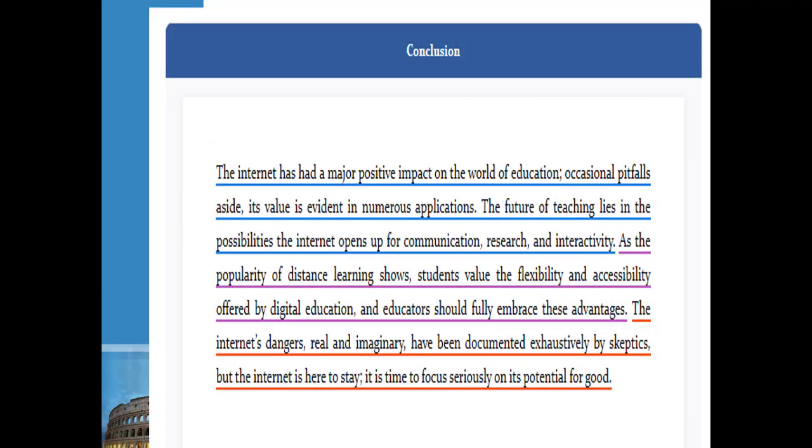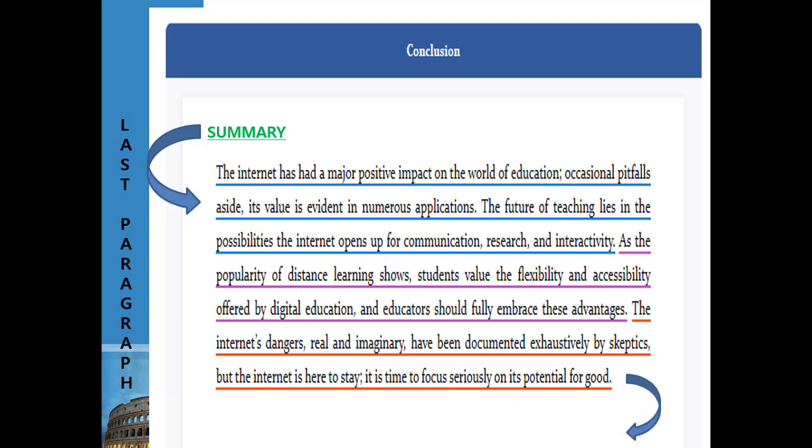Okay, here is another example of a final, or we call it the last paragraph, of an essay. Alright, as you can see, the part underlined in blue shows the summary of the essay. Meanwhile, the red line shows the comment from the writer. So you have to restate the thesis. The first sentence of any conclusion should always be a restatement of your central message.